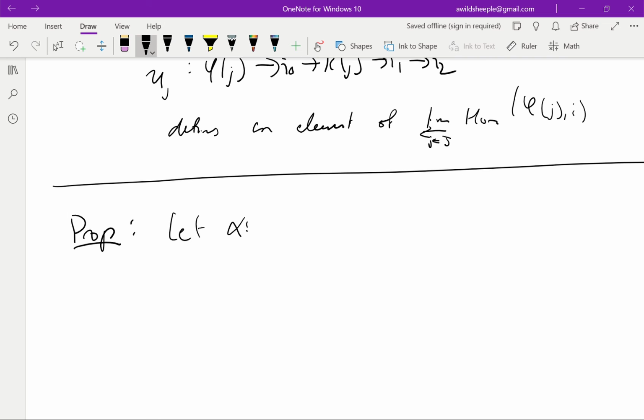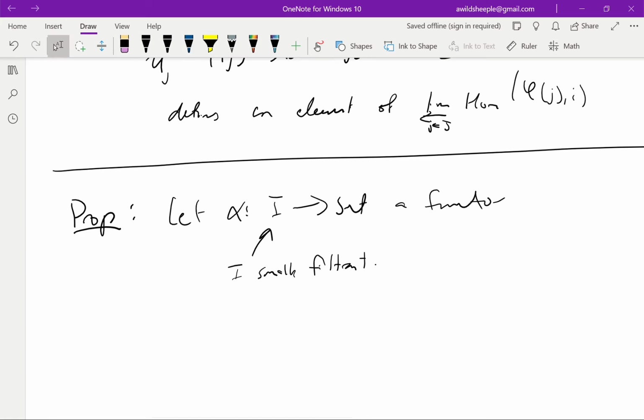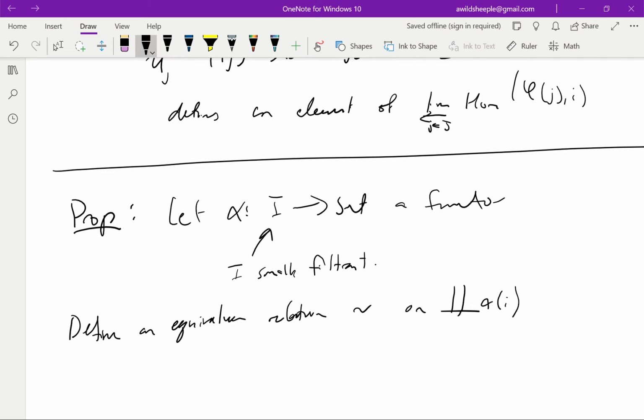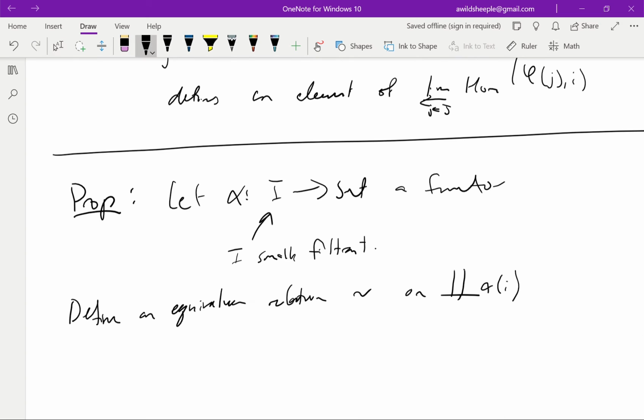So we have alpha from I to Set, a functor. And we're going to assume that I is small, because if I want to calculate with stuff, it better be small, and filtrant, because everything is filtrant. Now I define an equivalence relation, which I'll call tilde, because that's what we always do, on the disjoint union of the alpha I's by declaring x is equivalent to y if and only if there's an x that looks like an alpha.